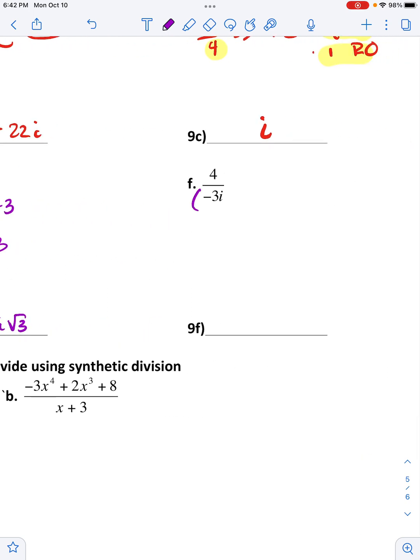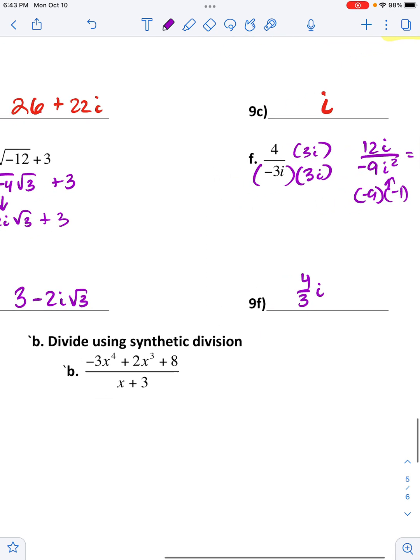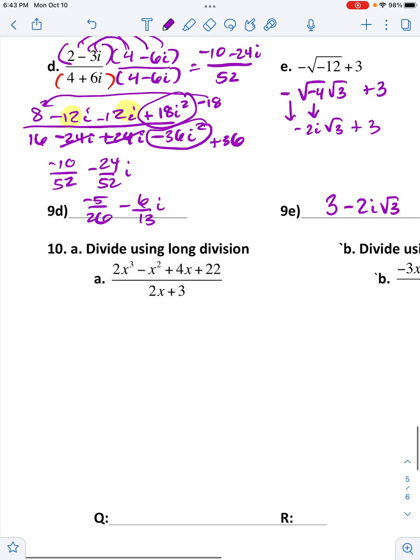This is rationalizing, but it requires you to use the conjugate, which would be the opposite i value. So I end up on the top with 12i, and I end up on the bottom with negative 9i squared. So that's going to turn into 12i over positive 9, because i squared has a value of negative 1 times the negative 9. But then 12 over 9 reduces, and I'm back to 4/3, but I end up with i on the outside. So it's rationalized because the i is not in the denominator.